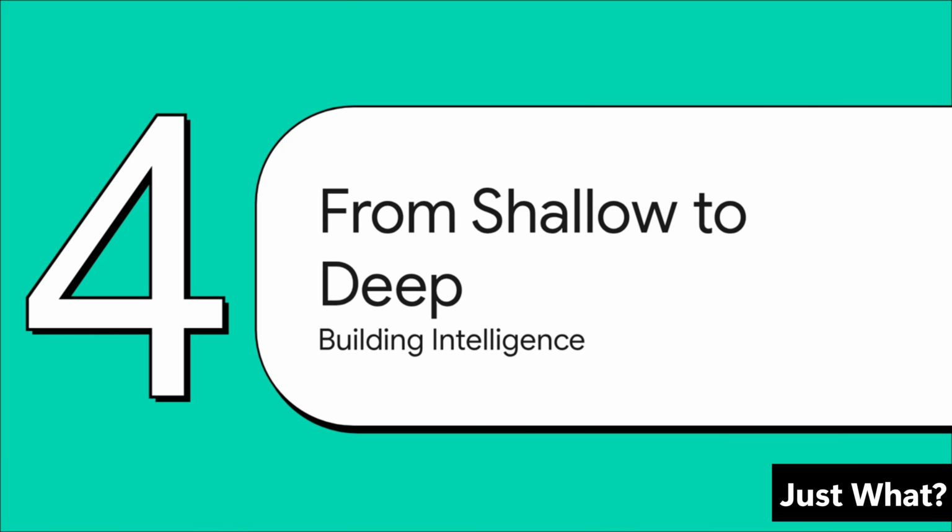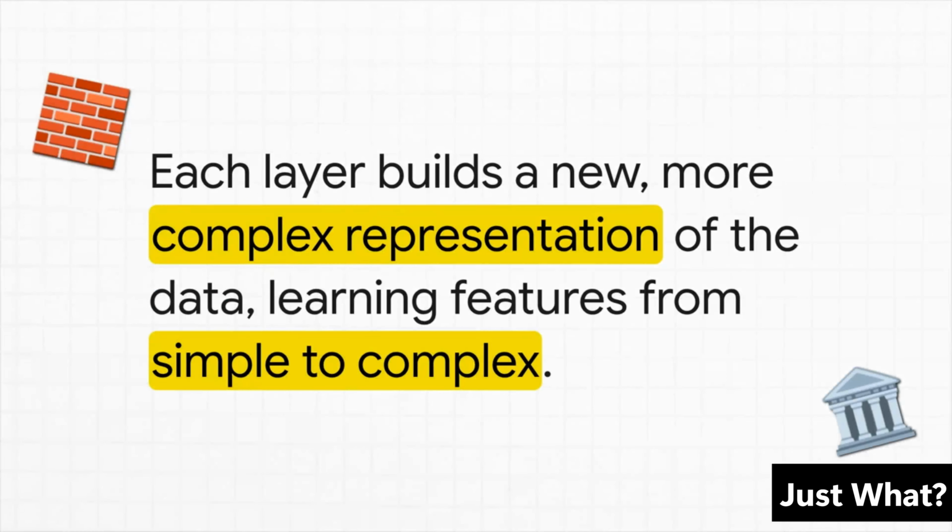Okay, so we've seen how a single neuron learns and how a whole layer of them can work together. So what happens when we start stacking lots of these hidden layers, one on top of the other? Well, this is where we go from shallow learning to deep learning. The real magic of stacking layers is that it lets the network learn a hierarchy of features. It learns to build really complex ideas out of much simpler ones, piece by piece, layer by layer.